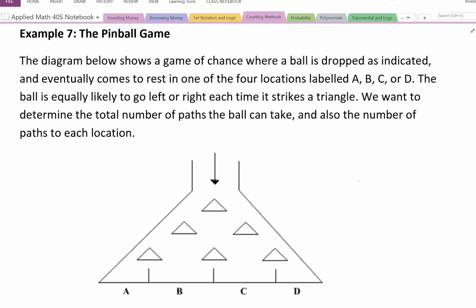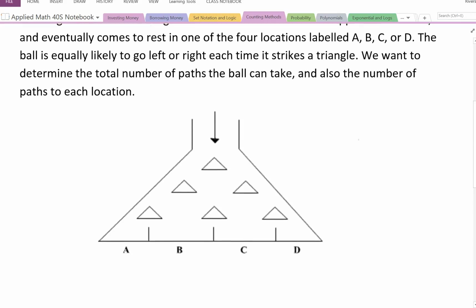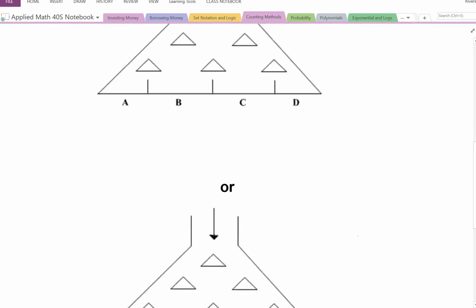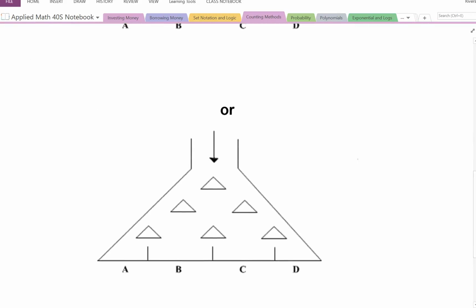We want to determine the total number of paths the ball can take and also the number of the paths to each location. So we're going to do this 2 ways. The first way, you can hit pause on the video and try this on your own, is you're just going to trace with your pen all the different pathways. Follow all the different possible pathways, and there's not that many. It's a small enough setup. And then we're going to use the ideas of Pascal's triangle, and it's the same as what we did on the previous, so adding the numbers and going through the pathways.